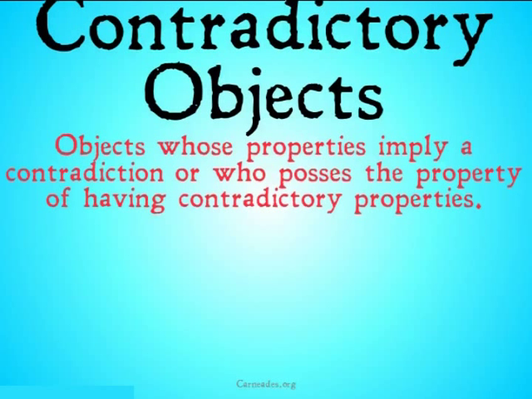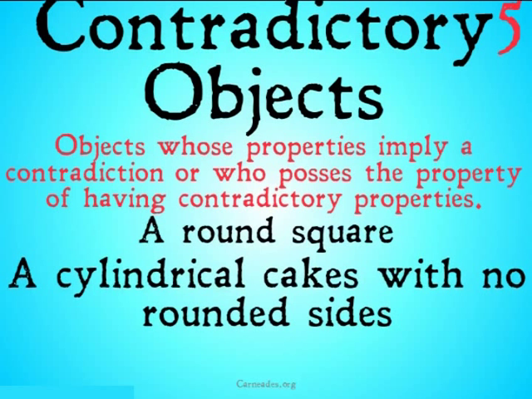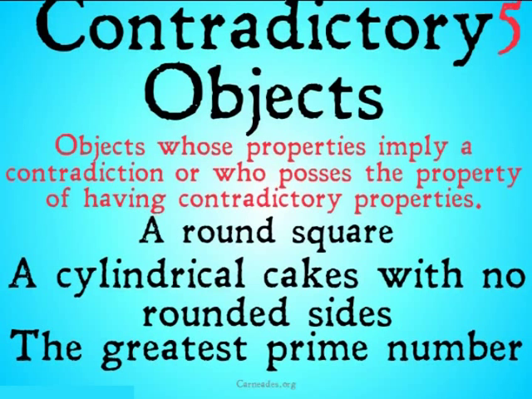Now, contradictory objects. This is going to be number 5. These are objects whose properties imply contradiction or who possess the property of having contradictory properties. Things like a round square, a cylindrical cake with no rounded sides, or the greatest prime number are all examples of contradictory objects. They have constitutive properties that are in some way in conflict. A round square both is and is not round.